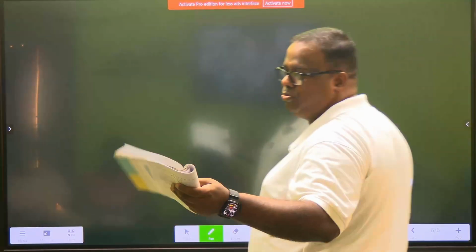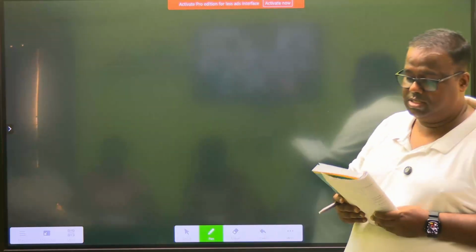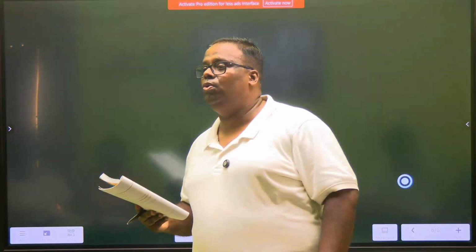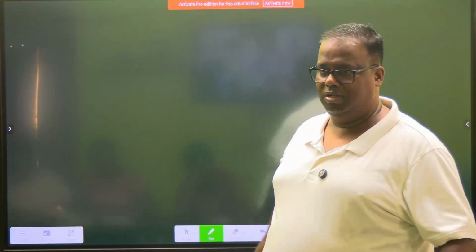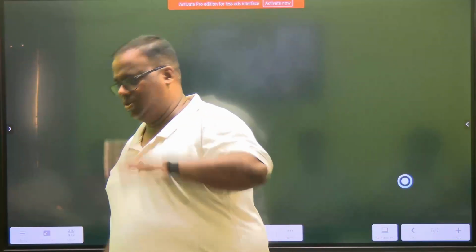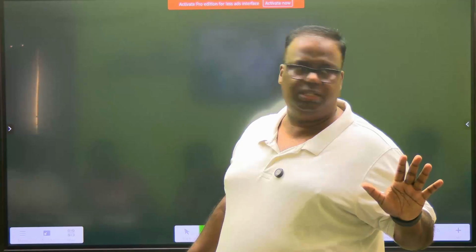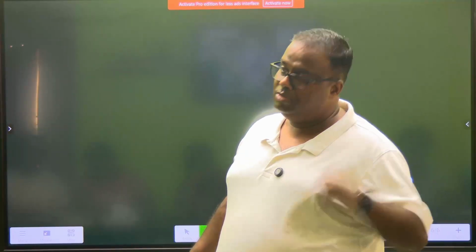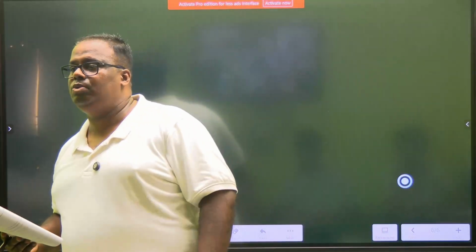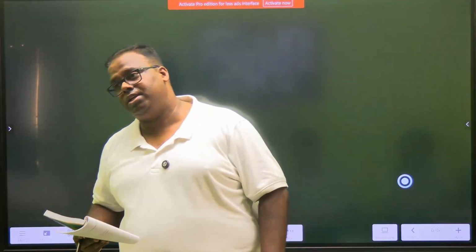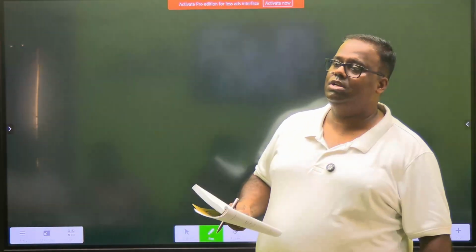I'm straight away doing exercise 2.2 first, and then we'll go to the graphs. Find the zeros of the following quadratic polynomial. So how many zeros? 2 zeros. How do we solve it? Only middle term splitting. We don't know anything other than middle term splitting, but now I will teach you the other ones also. And verify the relationship between zeros and coefficients. What is the relationship? Sum of the zeros is minus b by a, product of the zeros is c by a.